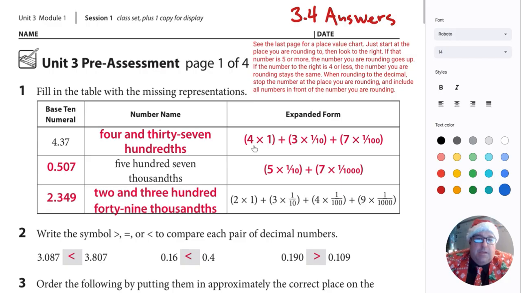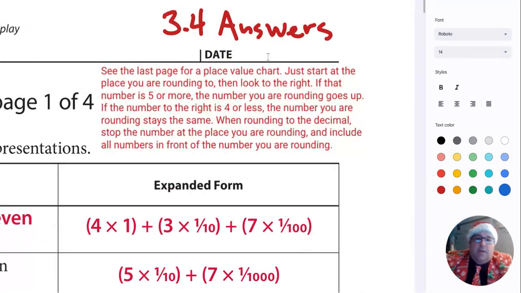So Unit 3, we've got a lot going on just with some decimals. That's a big part. We're rounding decimals, we're writing decimals, we're expanding, we're comparing. So right up here, I just added this little part. See the last page for place value chart?